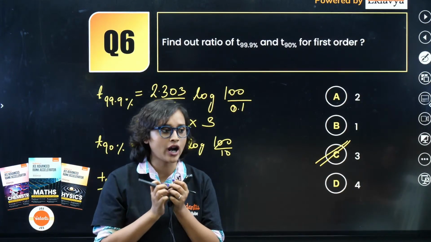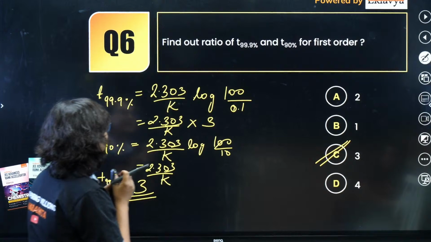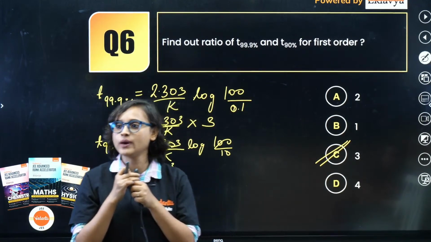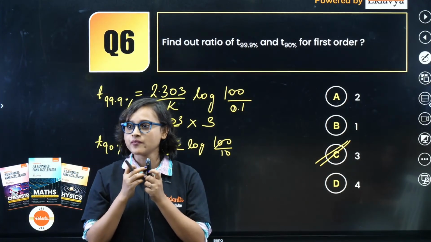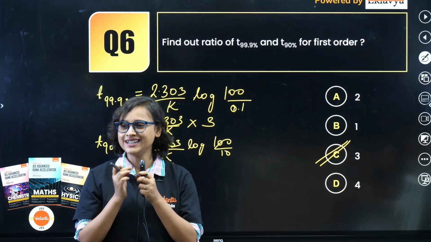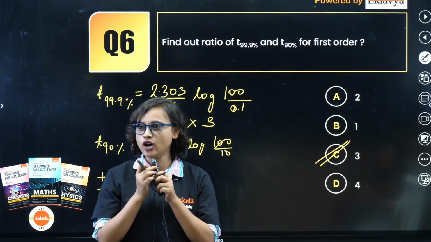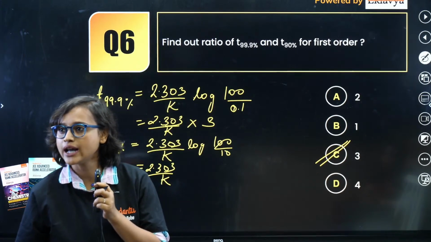So once again, plus 4. How many questions are done? This is question number 6. 6 4s are 24. Plus 24, everybody. Are we getting plus 24? Awesome. Chalo. All righty. Okay.